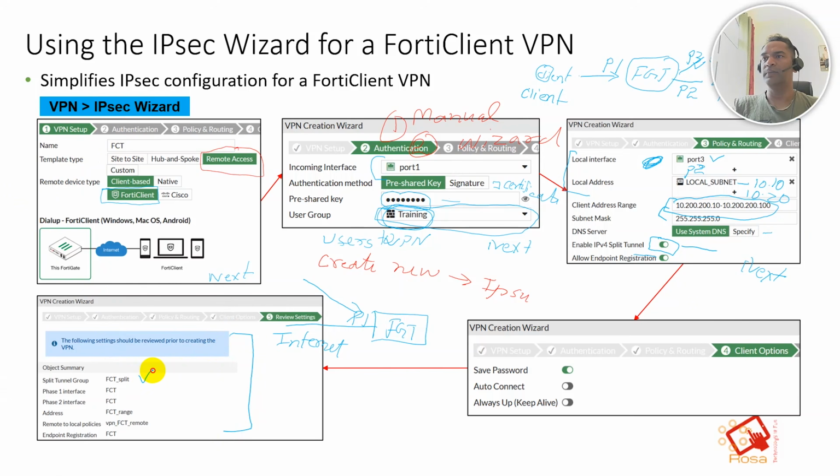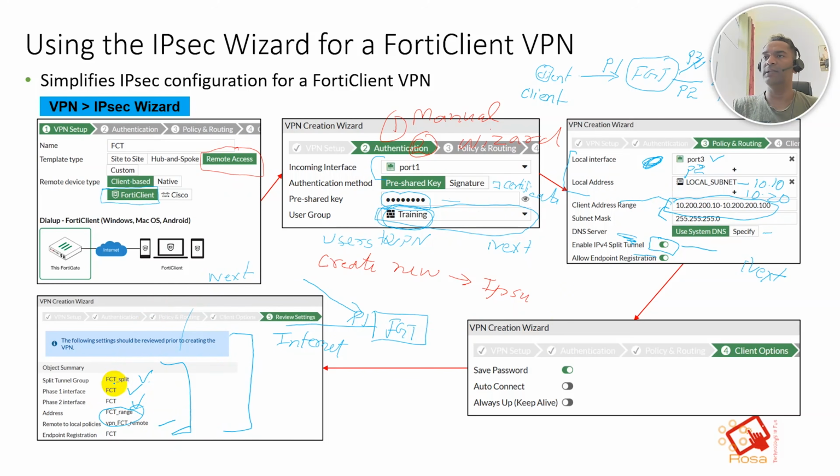Split tunnel group. If you have enabled the split tunnel, because in the previous step we enabled the split tunnel, that's correct. Phase 1 interface, phase 2 interface, FCT range. FCT range is the FortiClient range for this IP address. Then we have remote to local policies, VPN FCT remote, endpoint registration. So all these named addresses will be automatically created based on this wizard.